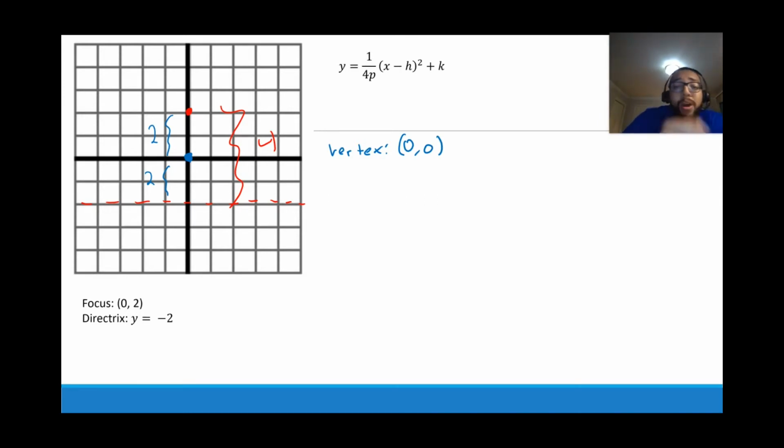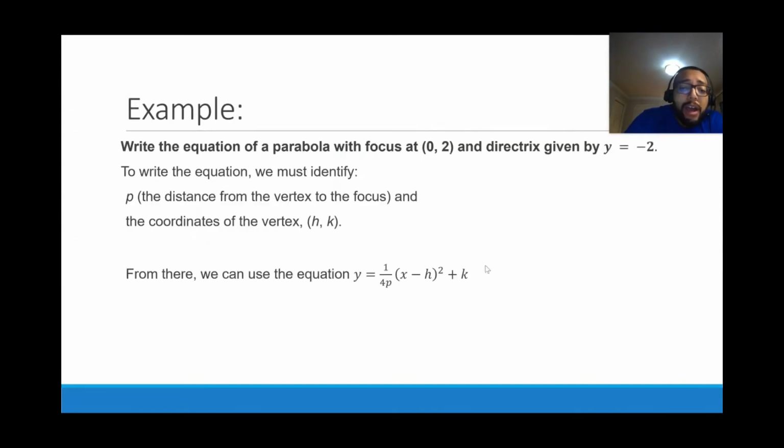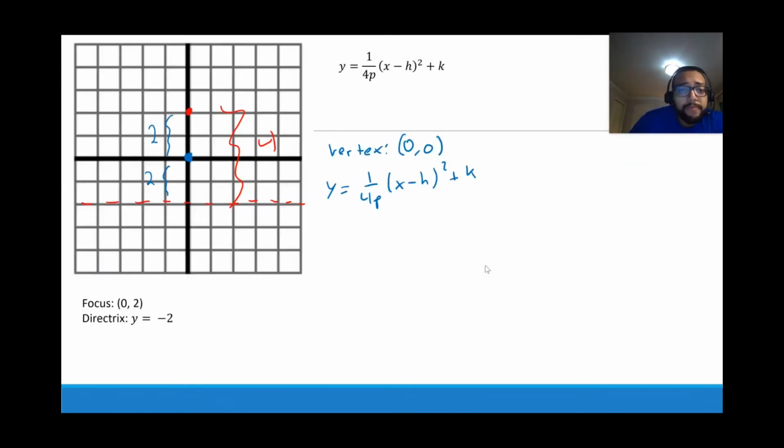So now, when we have our equation, y equals 1 over 4p (x minus h) squared plus k, let's plug in what we know. As a reminder from Tuesday, our vertex is the point (h, k). I won't plug in my value of p just yet. Let's plug in our value of h. So h is the x value of my vertex.